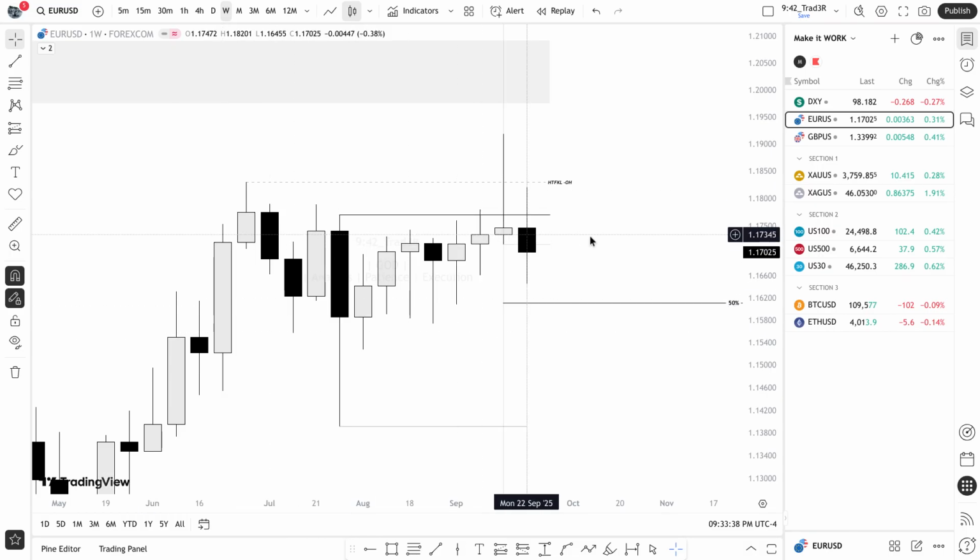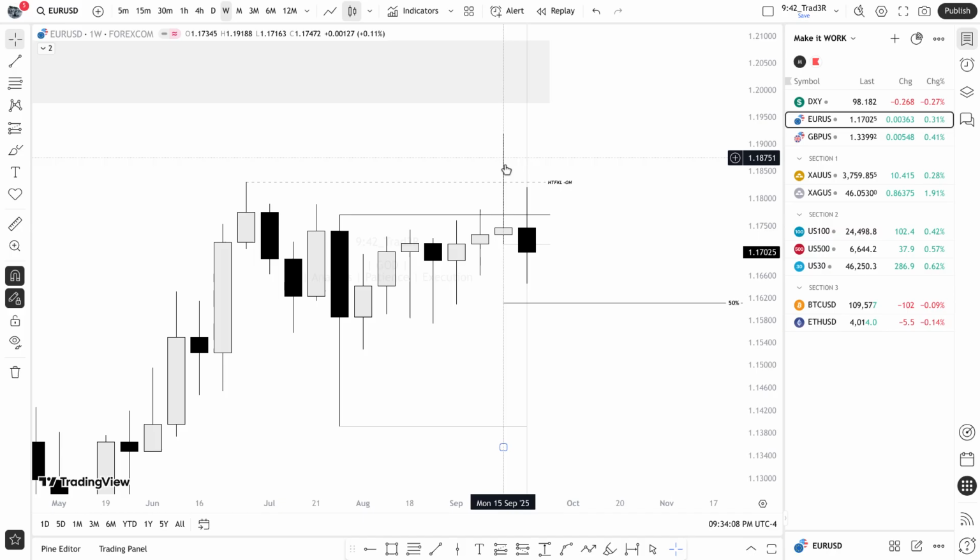Seeing this rejection prior to this week that closes, I was looking for lower prices. Now, on the lower time frame, this rejection here, you're seeing this long wick, you're seeing here on the lower time frame, you will see candles representing this week.